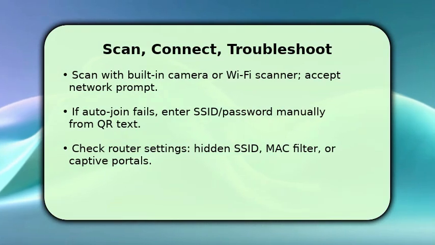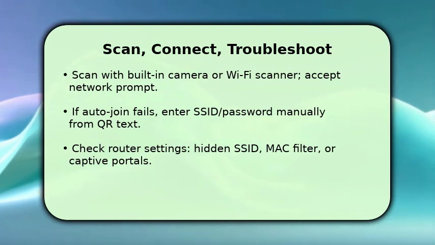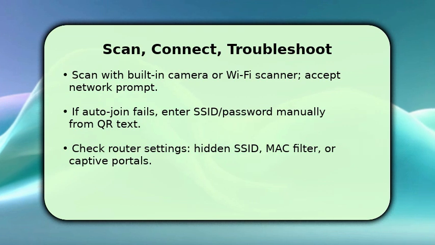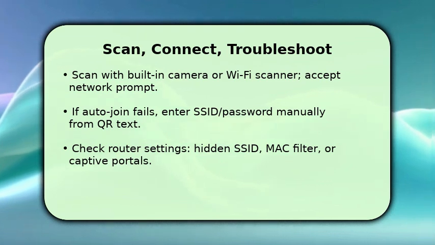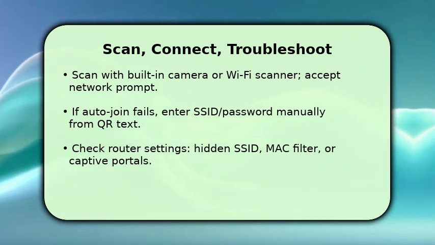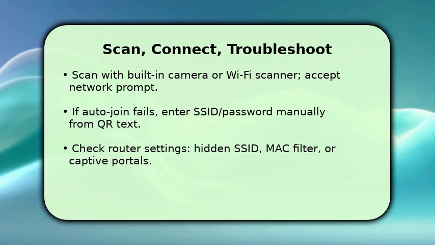Finish by guiding the user to scan and accept the network prompt. Most modern phones let you open the camera, point at the QR, then tap the Wi-Fi notification to join, do that, and verify internet access.